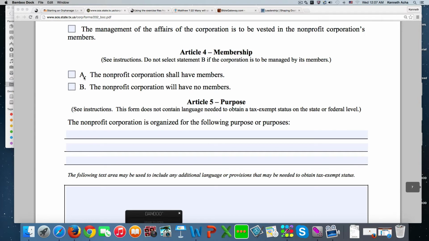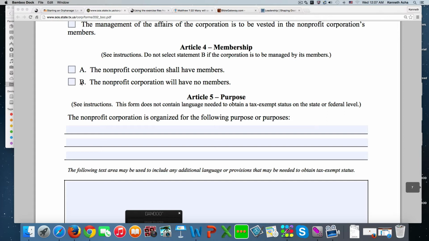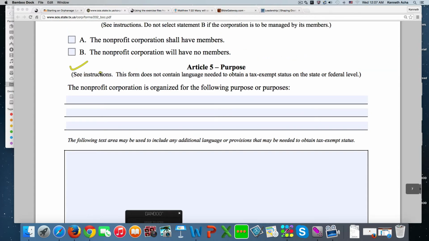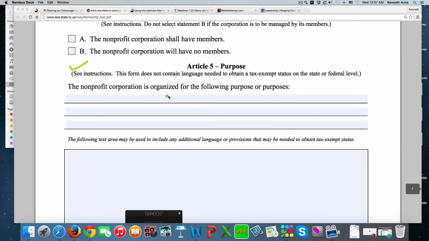Okay, so A, the non-profit corporation shall have members. No, shall not. B, the non-profit corporation will have no members. This is what I checked, and this is what most people trying to start an organization like Shaping Destiny would check right here. And the purpose. Okay, the non-profit corporation is organized for the following purpose or purposes.